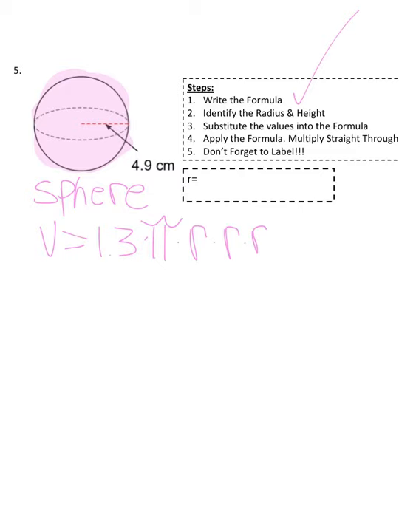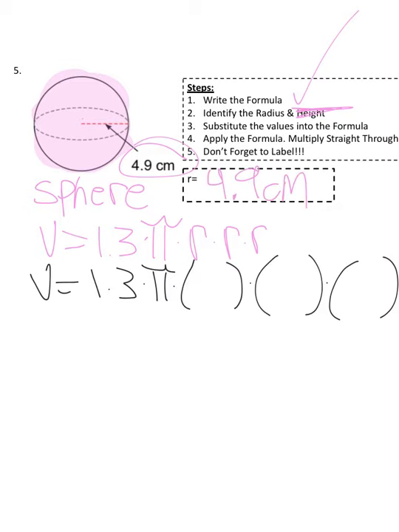We wrote the formula. Step 2, we actually just need to identify the radius for this formula, which, as you can see right here, is 4.9 centimeters. Yay, I finally got it. Our radius is from the edge to the center of our sphere, so we know that. So our radius is 4.9 centimeters. All right, so step 2 is done.